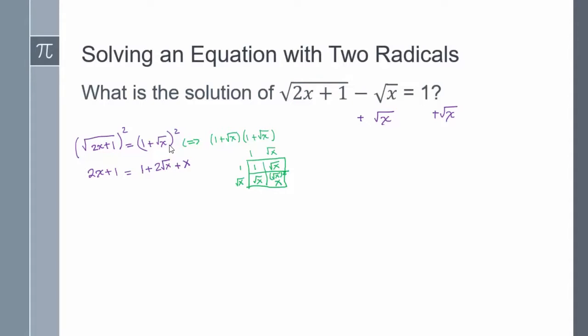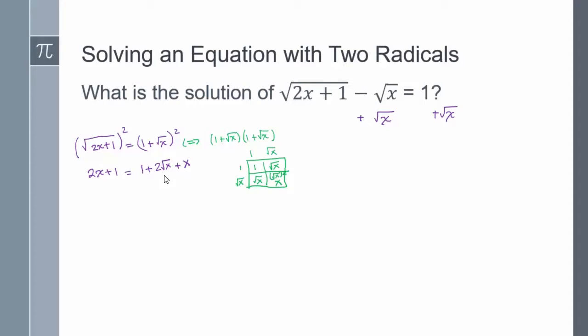1 plus square root of x squared is 1 plus square root of x times 1 plus square root of x. When I multiply it, I get 1 times 1, which is 1. 1 times square root of x, which is square root of x. Square root of x times 1 is square root of x. And then square root of x times the square root of x is basically square root of x squared, which leaves us with just x. Add our like terms, which is the square root of x plus the square root of x, and we get 1 plus 2 square root of x plus x.